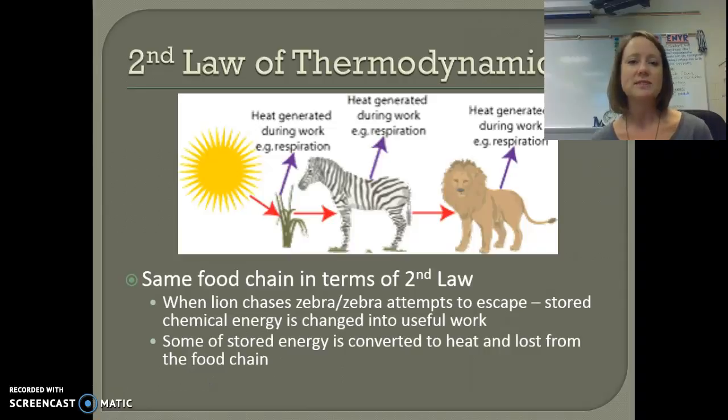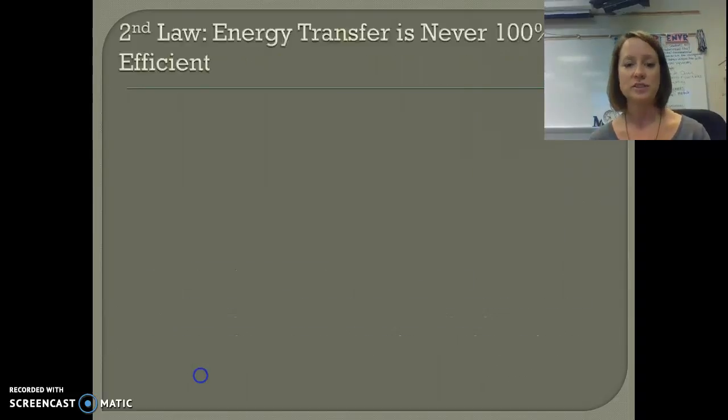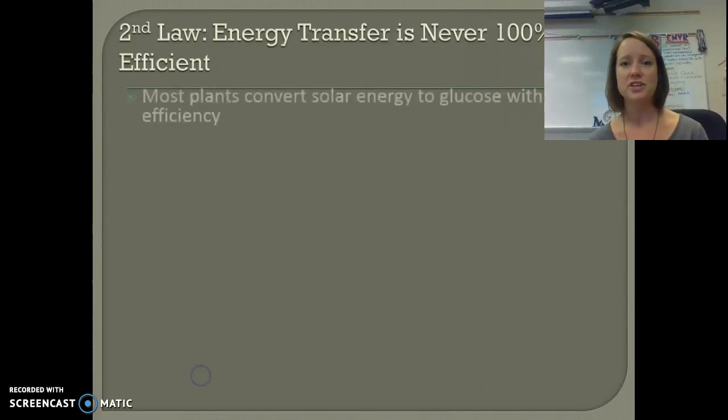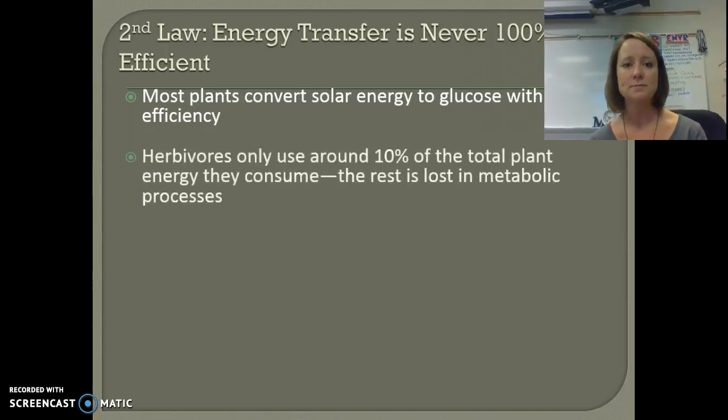So because of this, we are constantly losing energy from the food chain, which is why when we did our calculations earlier in the week, we saw that eating lower on the trophic level, like if you consume crops as opposed to livestock, that is much more energy efficient. So the second law also tells us that energy transfer is never 100% efficient. So let's assume that plants convert solar energy to glucose with about a 2% efficiency.